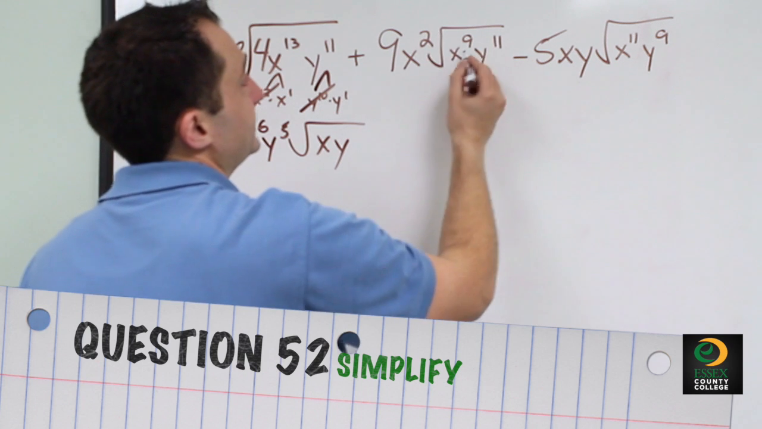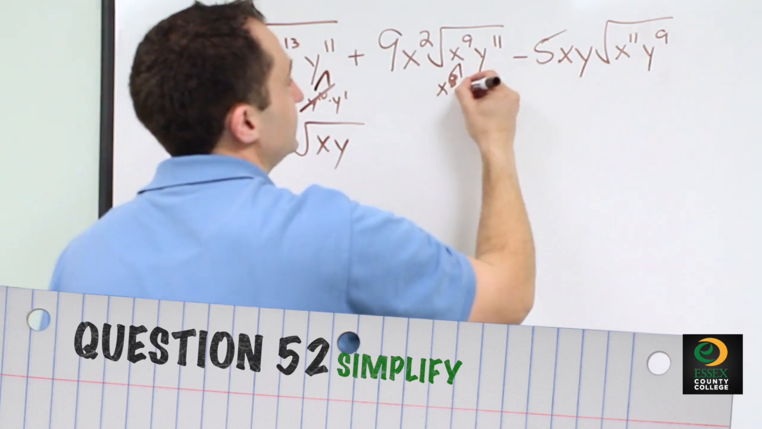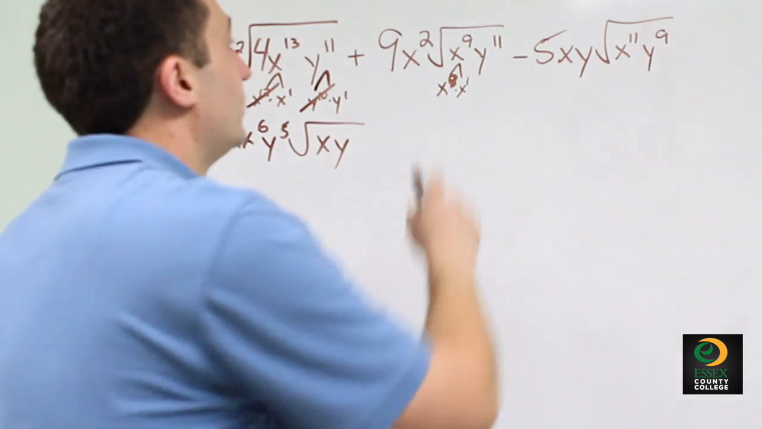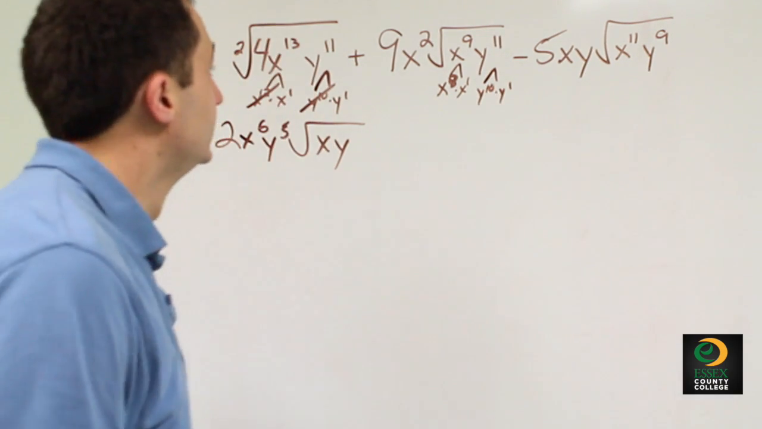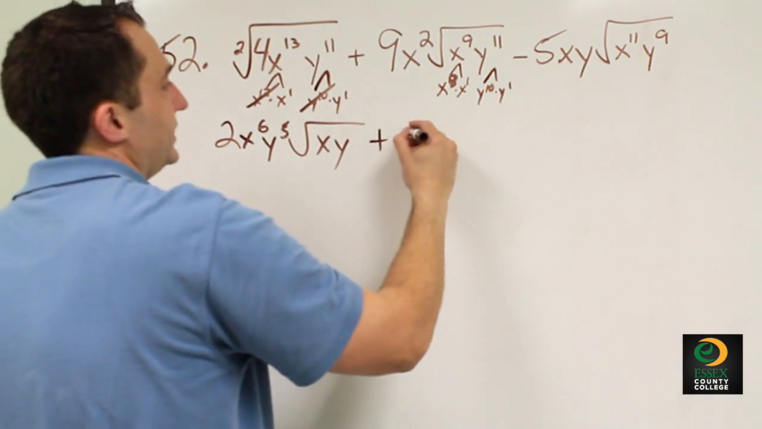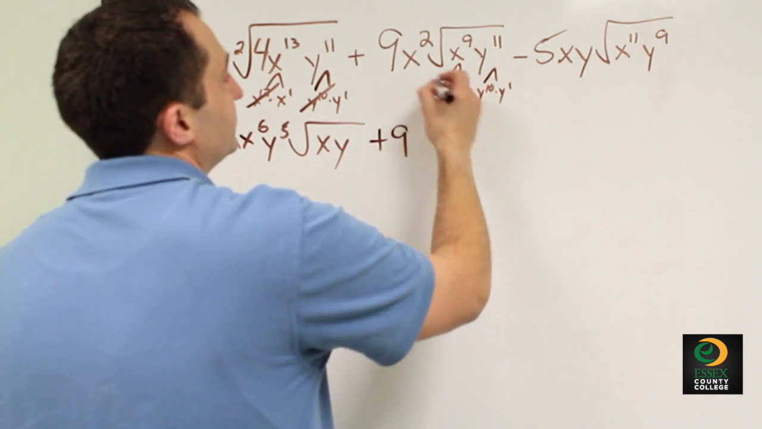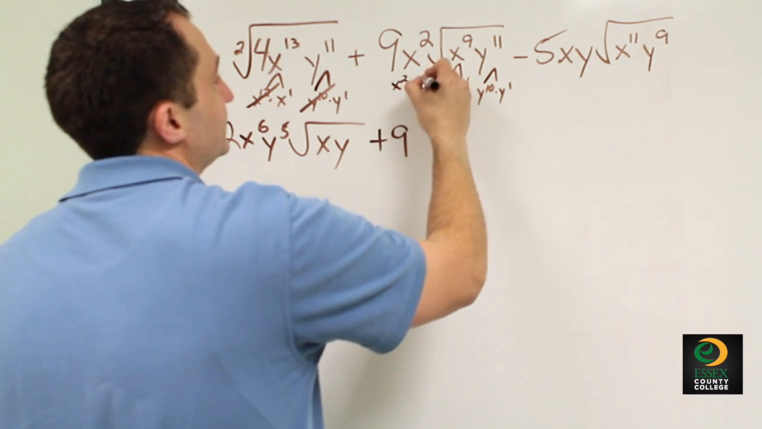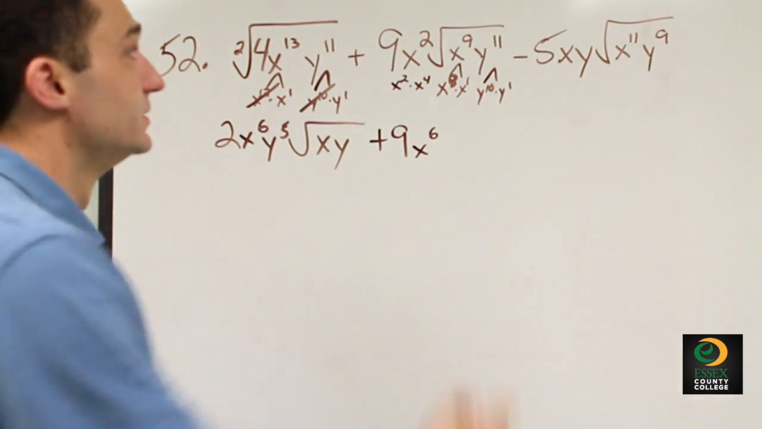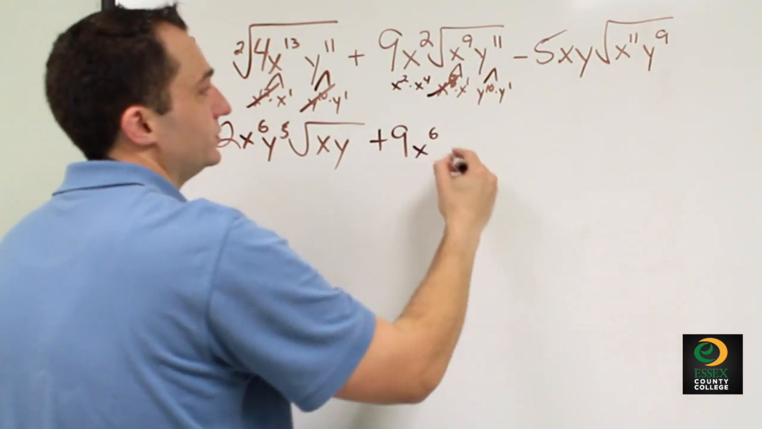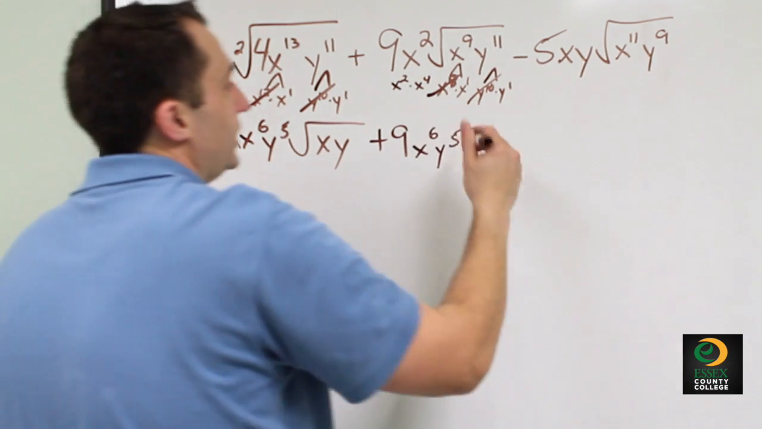Second term, this x to the 9th isn't divisible by 2, so we're going to break that down to an x to the 8th times x to the 1st. And this y to the 11th, we're going to break that down to a y to the 10th times y to the 1st. So we're going to rewrite the 9 on the outside. So 8 divided by 2 becomes 4. So we're going to be left with x squared times x to the 4th on the outside, which really becomes x to the 6th when you add them together. Then we're going to do 10 divided by 2, and we're going to get y to the 5th. And what are we left with on the inside? X and y.